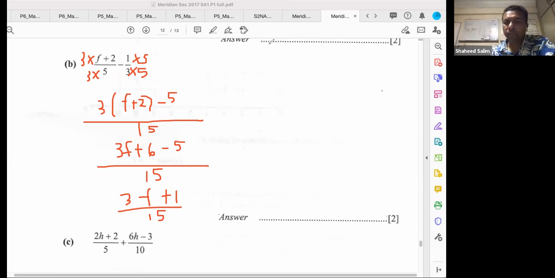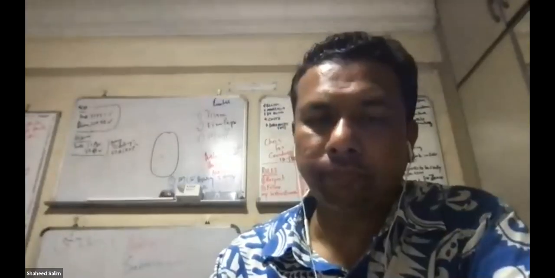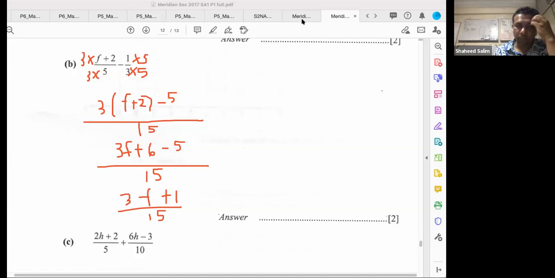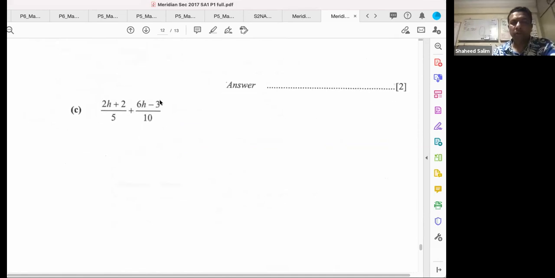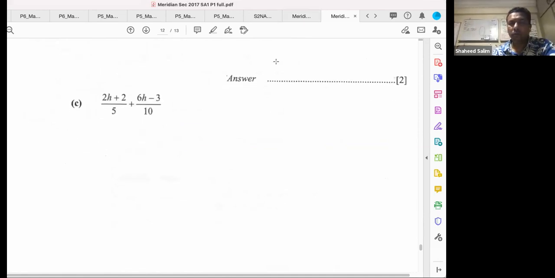Okay. So here. All right. Now here is quite straightforward. You don't need to multiply both, just need to multiply this by 2. You get 10. So you times this by 2. 2 times 2, 4h. 2 times 2, 4. Yeah.